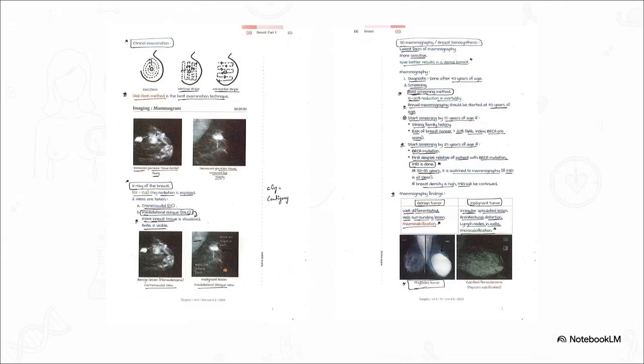Just look at this striking visual contrast between containment and straight-up invasion. On the left, in the craniocaudal view, you can clearly see the smooth, well-contained shape of a benign fibroadenoma. Now contrast that directly with the medial-lateral oblique view on the right. There, you see the chaotic, irregular spread of a malignant, spiculated lesion. The visual difference there is just night and day.